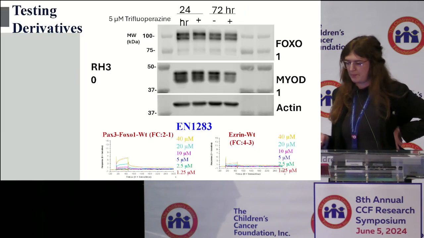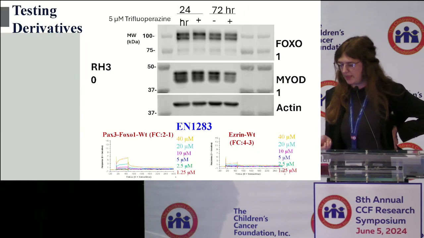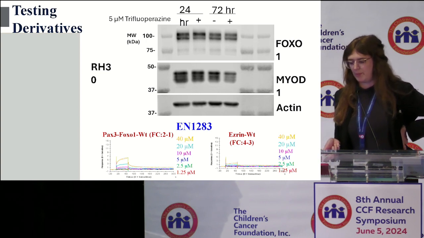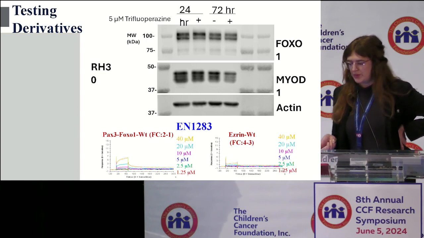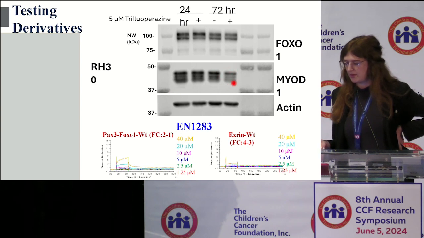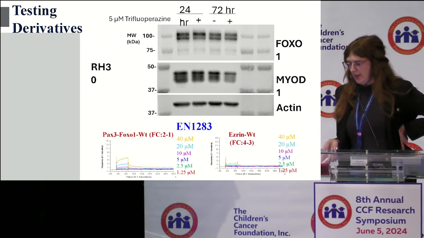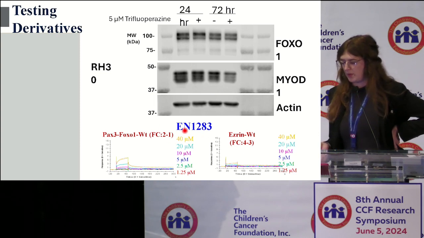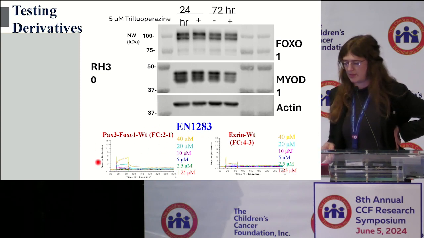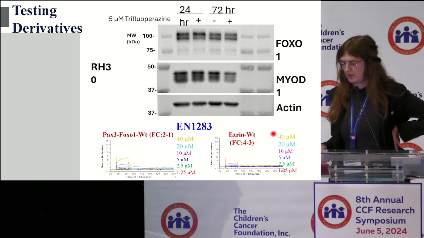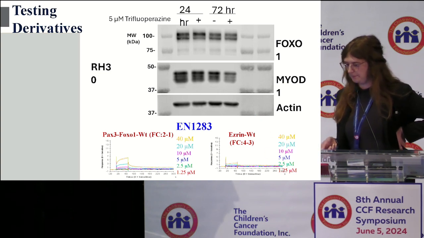And also, some further testing of derivatives. We are testing their ability to reduce PAX3-FOXO1 target genes. If you look at the 72-hour mark here, you can see a reduction in MyoD1, which a couple of people focused on in poster presentations. We're also testing binding. One of the derivatives we're working on, EN1238, binds to PAX3-FOXO1, but not to a control protein, esrin.